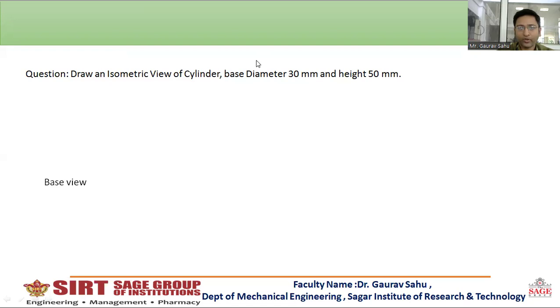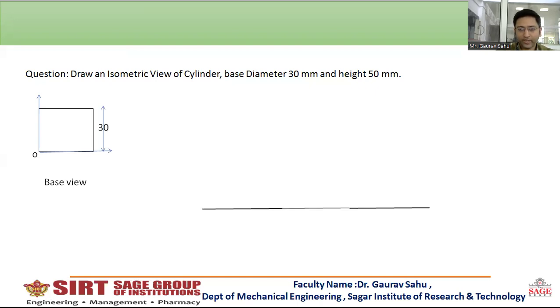Why I'm saying that? Because cuboid will capture cylinder, so the base of cuboid is square. That square will capture the base of cylinder, that is a diameter. So firstly, let us draw the base. We will draw the square because the base of cuboid is square. Whatsoever will be the value of diameter of circle, the same will be the value of the square, because that circle of diameter 30 will be captured within this square further on. So draw a 30 mm square. Draw the XY line and center.